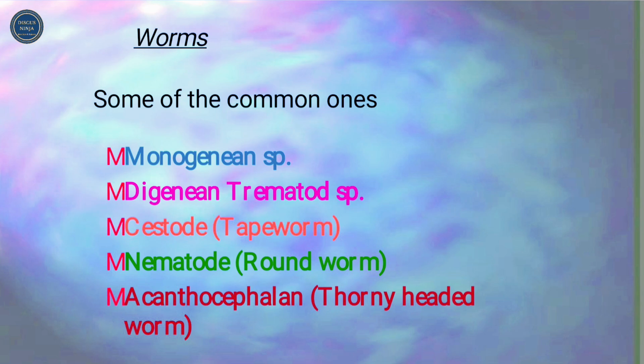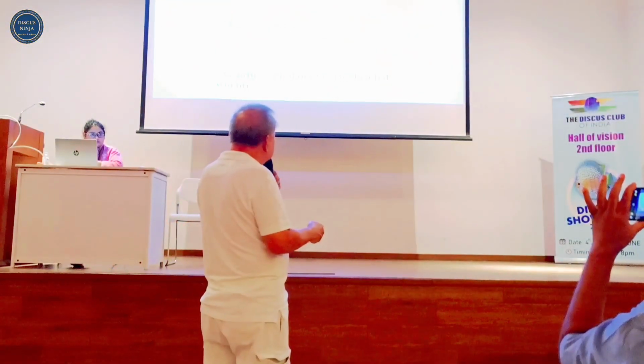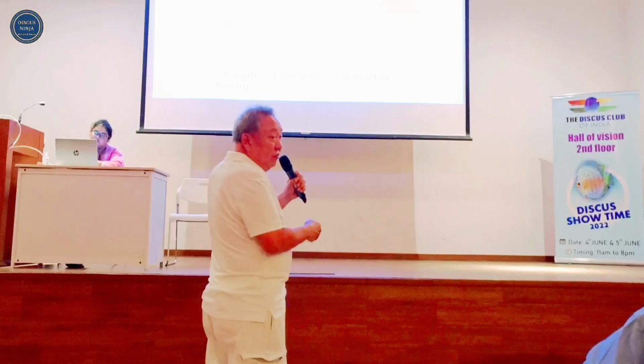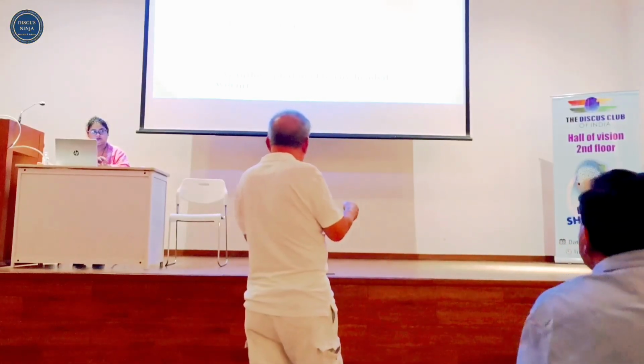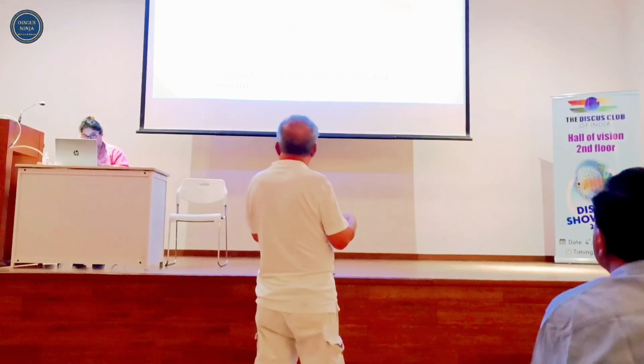Next one. You have worms. You all know that type of worm, nematode, my favorite buddy. Roundworm. We don't have this in discus, but I just show you. People say I'm short of knowledge, that I don't have this. This one is not very common in domestic fish, or discus.